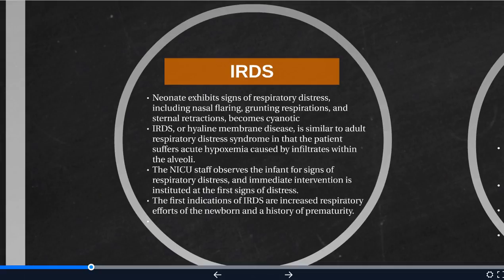The NICU staff will observe the infant for signs of respiratory distress, and immediate intervention is going to be instituted at the first signs of distress. We don't mess around with babies not breathing very well or turning blue. We make sure that they are watched very carefully after birth, and that at any signs of respiratory distress, the babies are receiving appropriate medical attention. The first indications of IRDS are increased respiratory efforts of the newborn and a history of prematurity.